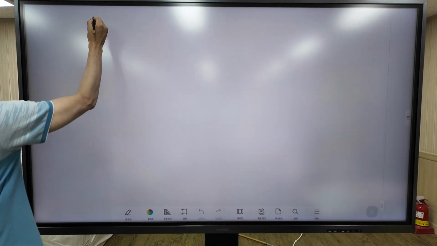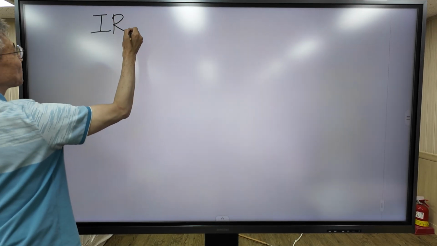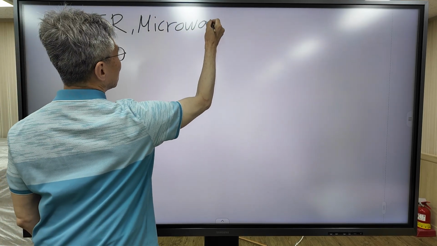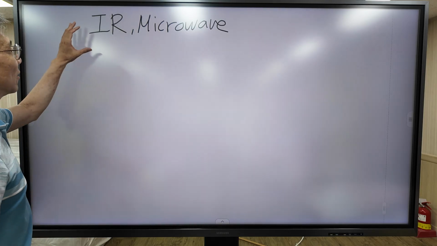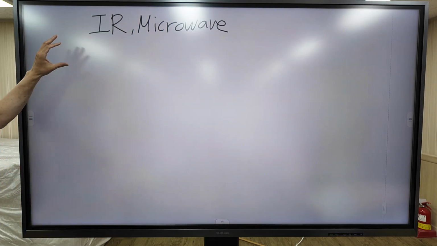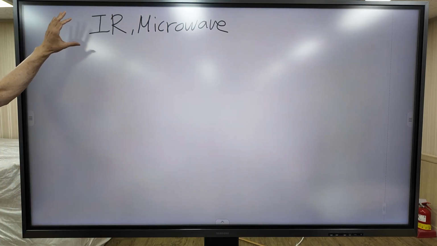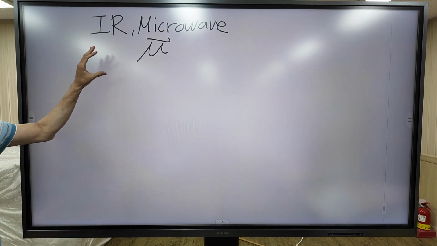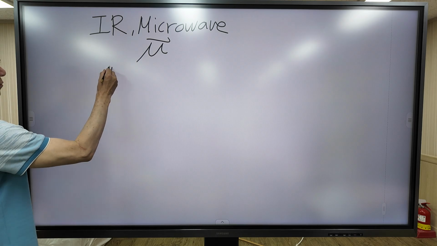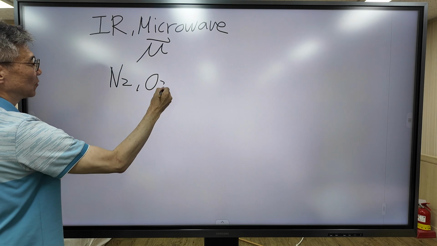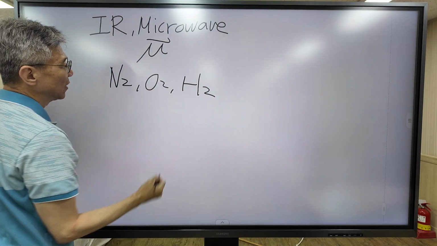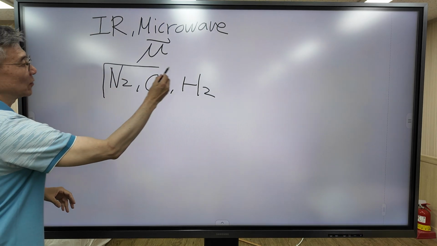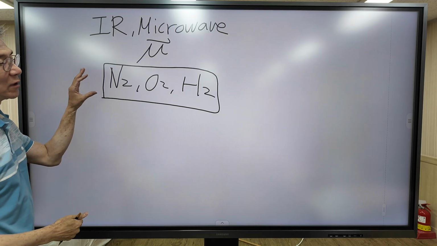Last time we studied IR and microwave spectroscopy, and we learned that not every molecule absorbs IR and microwave. For a molecule to be IR and microwave active, the dipole moment must change during vibration and rotation. So molecules N2, O2, H2 are invisible to IR and microwave because for these molecules, the dipole moment does not change.